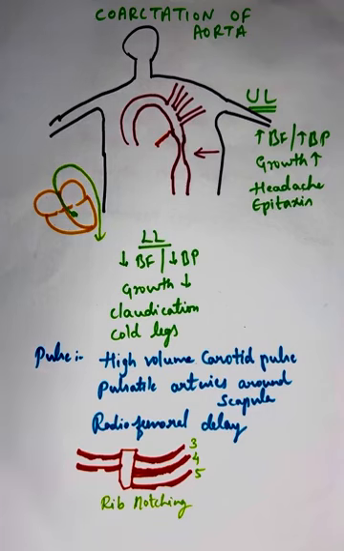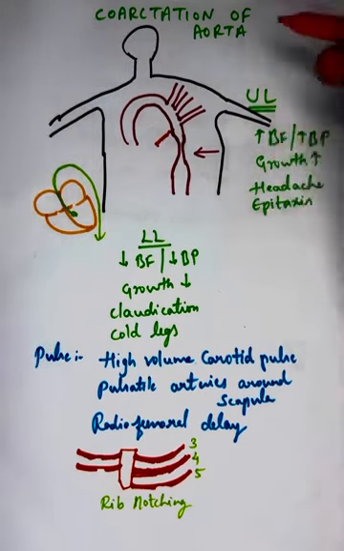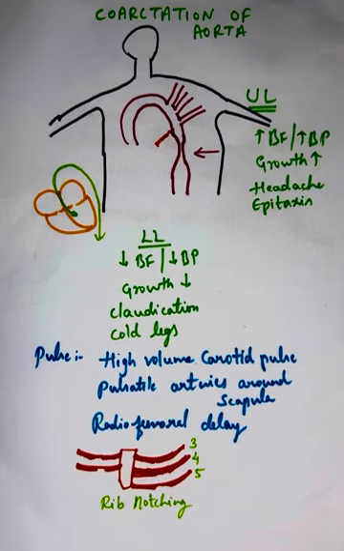Coming on to the causes, the exact cause of coarctation is not known because it's a congenital defect. Some anomaly might be there during fetal development. And also remember, coarctation of aorta is commonly associated with Turner's syndrome.